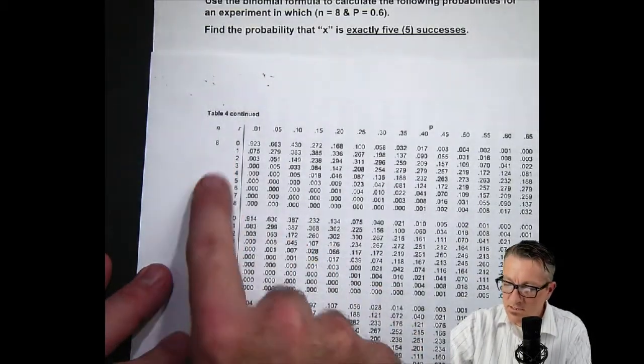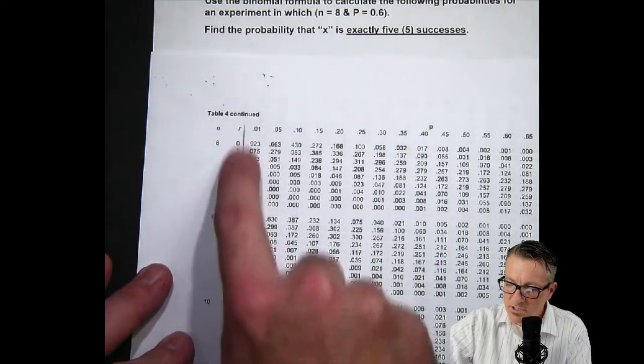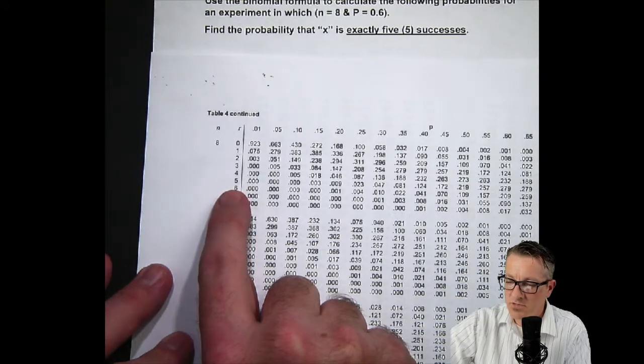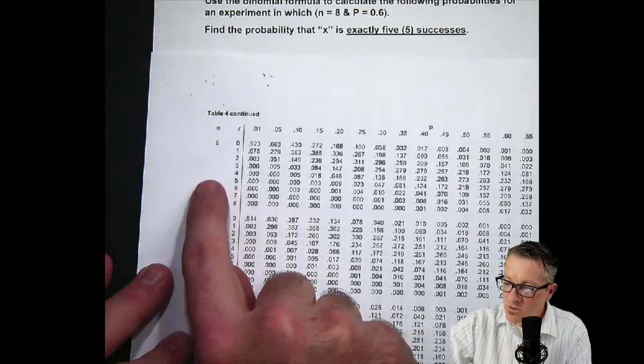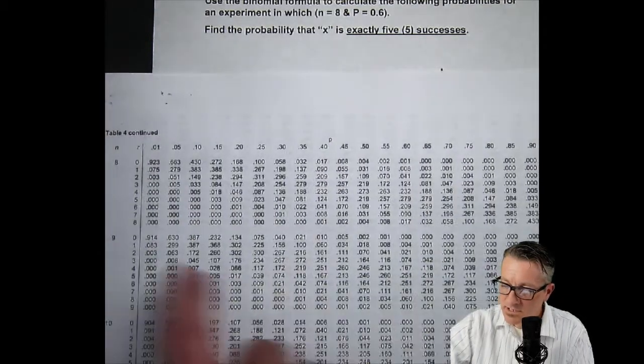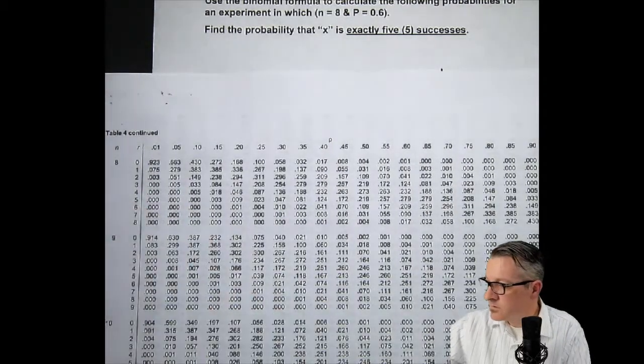So this is our n, it's 8, and then our x, it shows up as r on here, but this is our 5 right here, and this is the actual value we're looking for. And then what we do is we go all the way across and we find the probability. Our probability is 0.6.